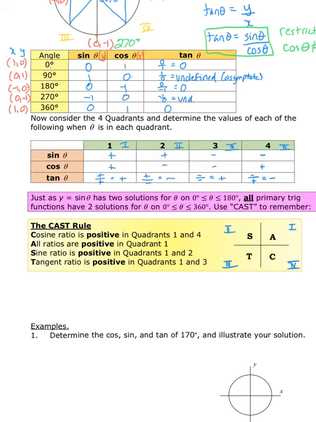S means that only the sine ratio is positive in quadrant 2. And T means only the tan ratio is positive in quadrant 3. So each ratio is positive twice, in the corresponding letter and in A. So tan is positive in quadrant 3 and in quadrant 1.